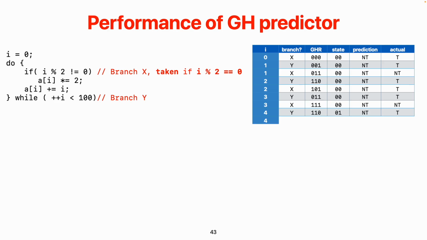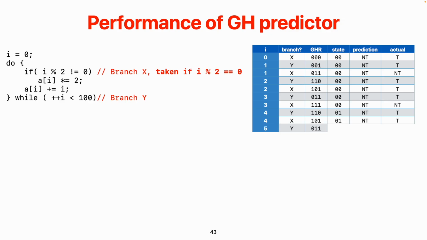Now, when i equals 4, X, what's the current GHR? 101. Have we ever seen 101 before? Okay, so what would that change our state to? 0, 1. What's our prediction? Not taken. What's the actual outcome now? Taken. We still got it wrong, but something is starting to change. Now, when i equals 5 at branch Y, what's the GHR now?